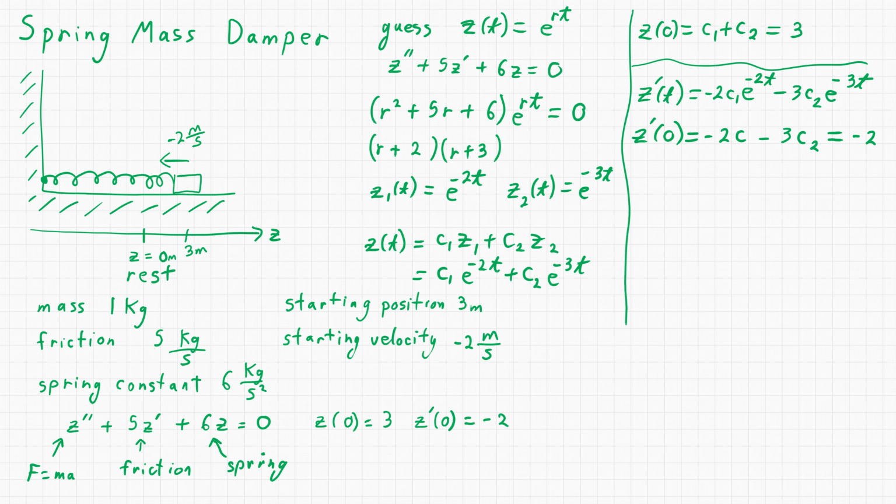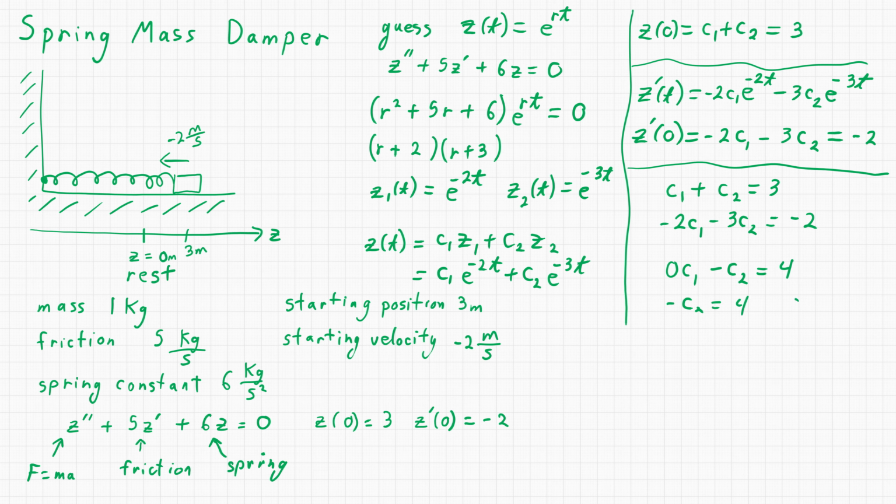And so now we have two equations to solve with two unknowns. We've got c1 plus c2 equals 3. We have negative 2c1, forgot the c1 there, negative 2c1 minus 3c2 equals negative 2. All right, well, I want to add 2 times the top equation to the bottom equation. So I'll end up with 2 times c1 plus negative 2 times c1, that'll be 0 c1, plus 2 times c2 plus negative 3 times c2, that's minus c2, and then 2 times 3 is 6, and I add 6 to negative 2, that ends up being 4. And so from there, I have negative c2 is equal to 4, and c2 is equal to negative 4.